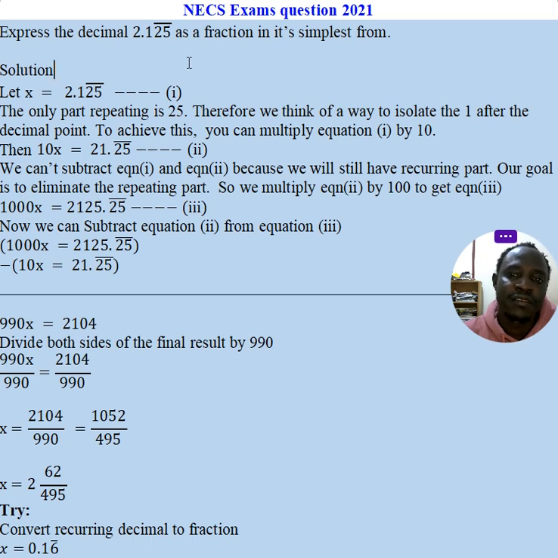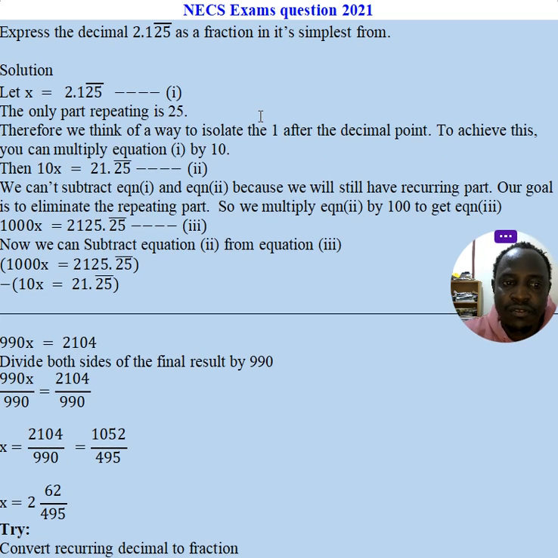If it is 5 decimal places, it will be all over 1 with 5 zeros, which is 100,000. But this is not the case because this is infinite. It goes to infinity. A recurring decimal does not terminate, it does not stop. So we come up with a different idea on how to solve it.